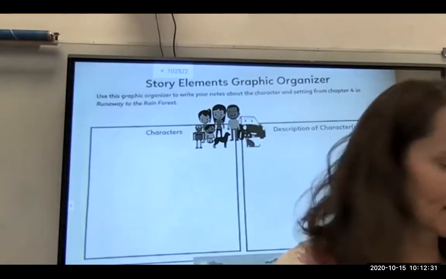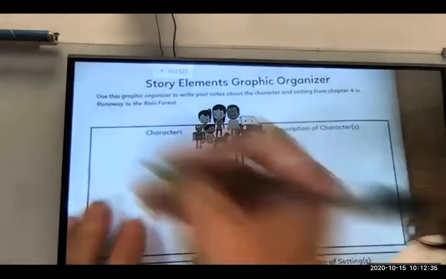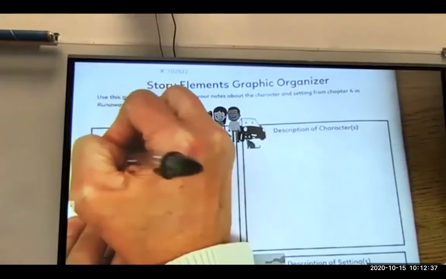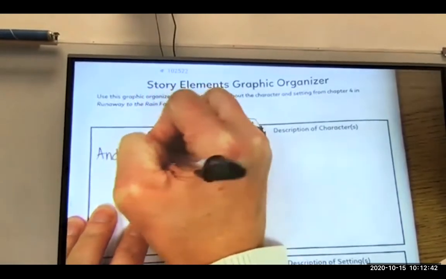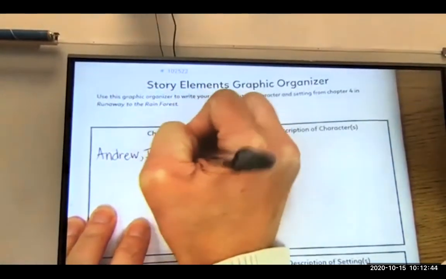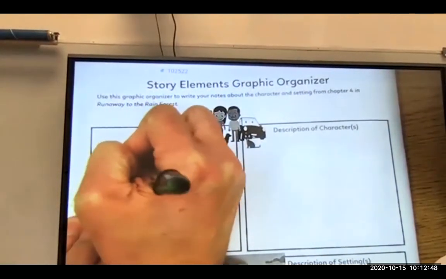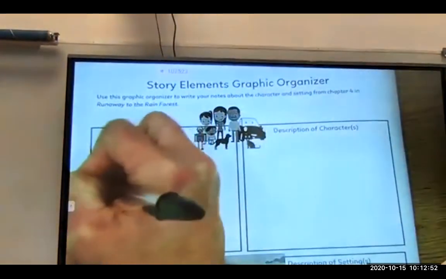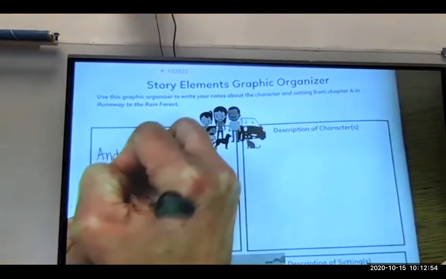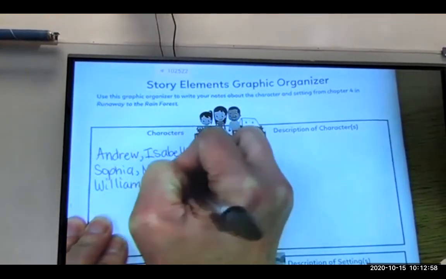So as far as characters, Miss Woolley did this ahead of time. So I've got Andrew, Isabella, Sophia. Now, not a lot of these characters played a large role in the story, but they were still part of different events.